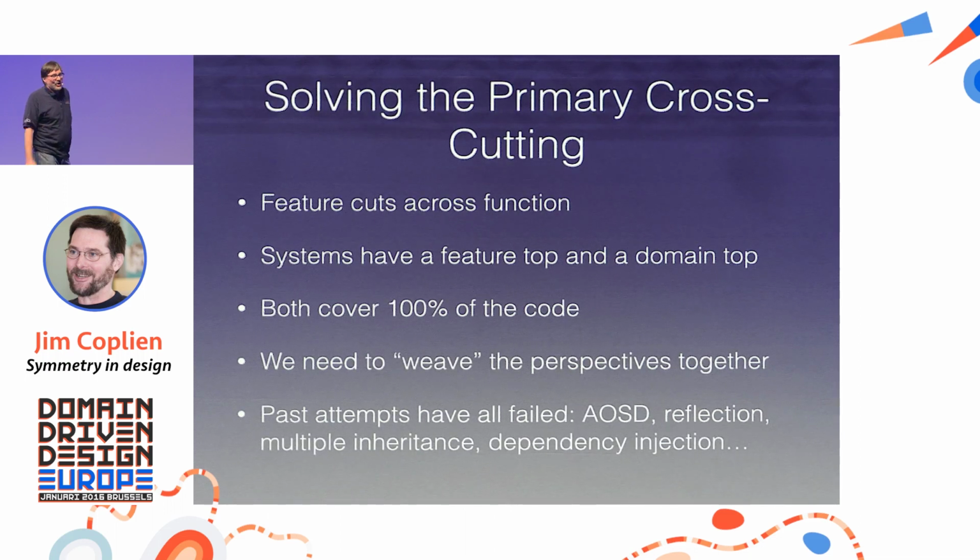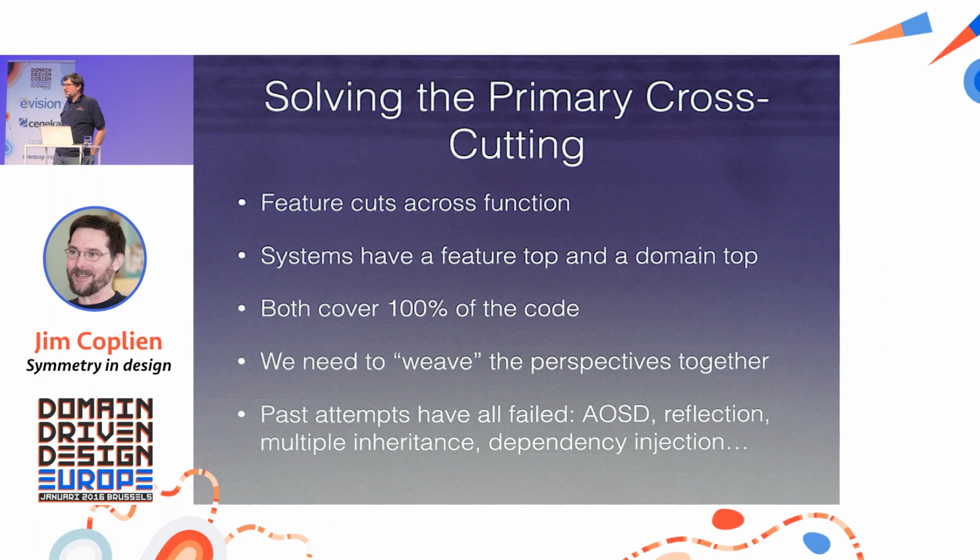So the primary cross-cutting I see is feature versus function. There are like 12 or 100 others, who knows. And so we've tried to solve this with DCI. So, I mean, systems have a feature top and a domain top and a bunch of others. And each one of these covers 100% of the code. Each piece of code in a library is there to support some feature. If it's not, take it out.